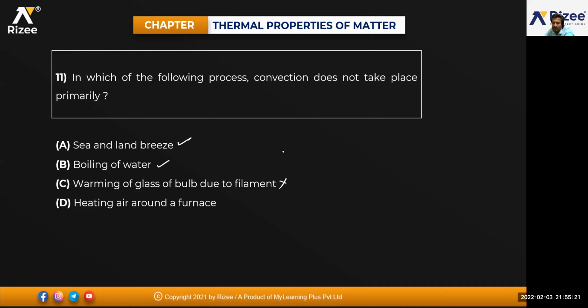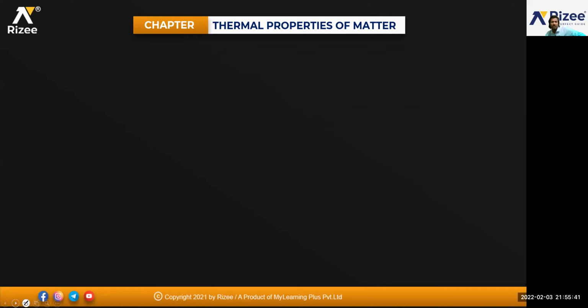So that means the glass bulb heating is due to the filament, not radiation. Heating air around the furnace also is because of convection. This is also plausible, because there is a transfer of the molecules. But warming of the glass of the bulb due to the filament is due to conduction. Like the glass bulbs in our houses, if made up of glass, they become heated due to conduction, transfer of heat from one point to another point.